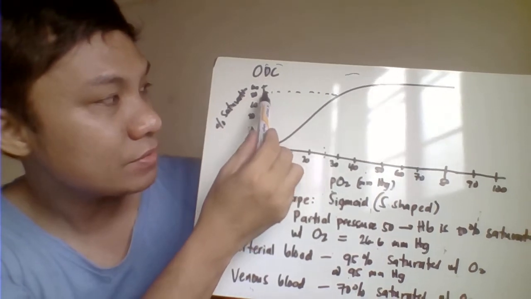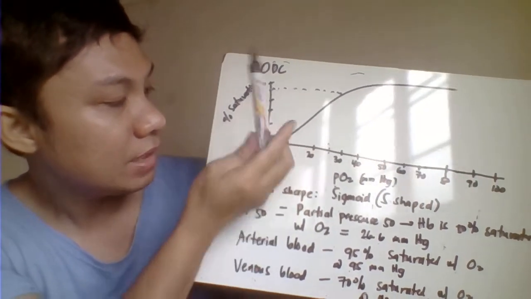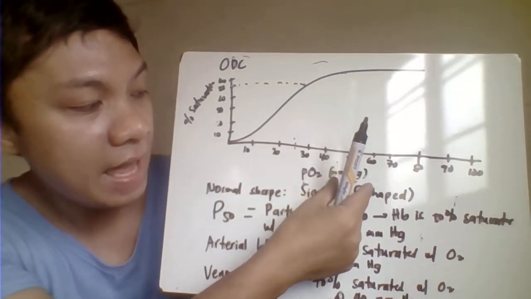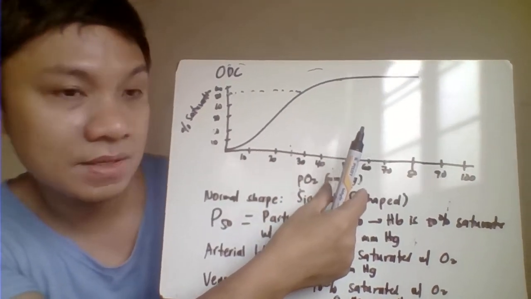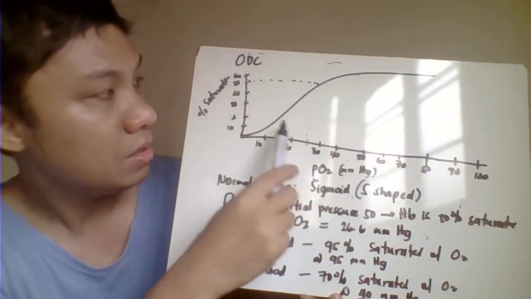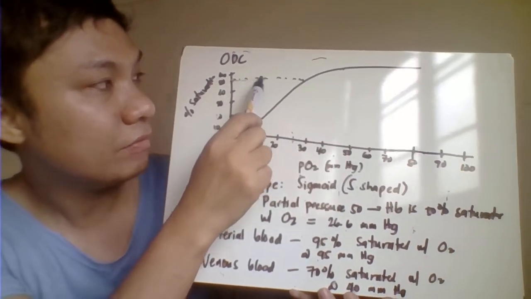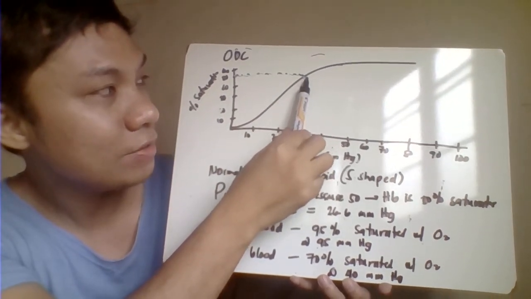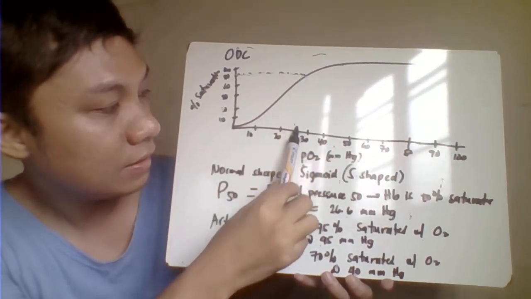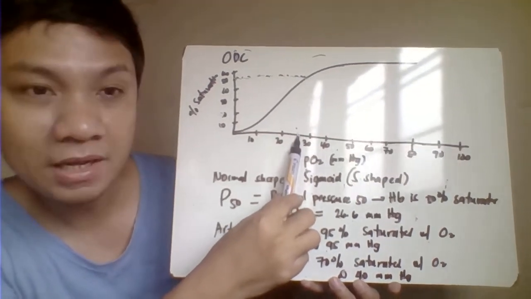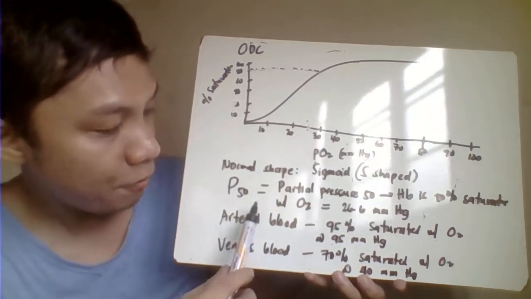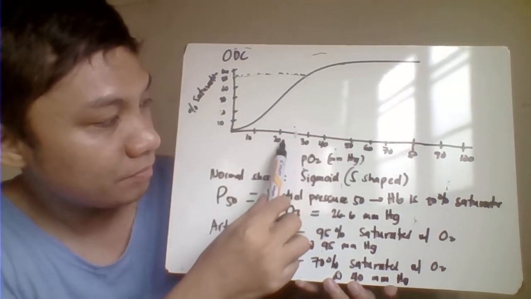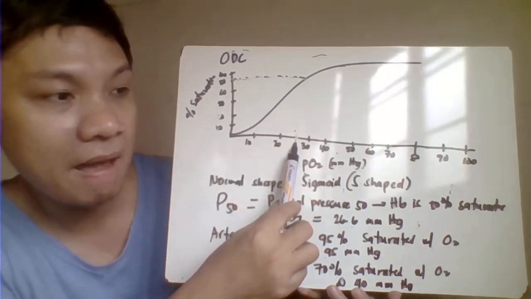Kung 50% siya, so itong 50%, ang part na ito is percentage, this is the partial pressure ng oxygen in mmHg. That's the unit of your partial pressure. So, kung 50%, katulad nito, dito siya tatama. So, ididraw mo lang dito ng line, you draw a straight line. Okay, so, ito magiging partial pressure natin. Like, kung P50 ito, so that's at 26. So, dito siya mafa-fall, that's 26.6 mmHg.